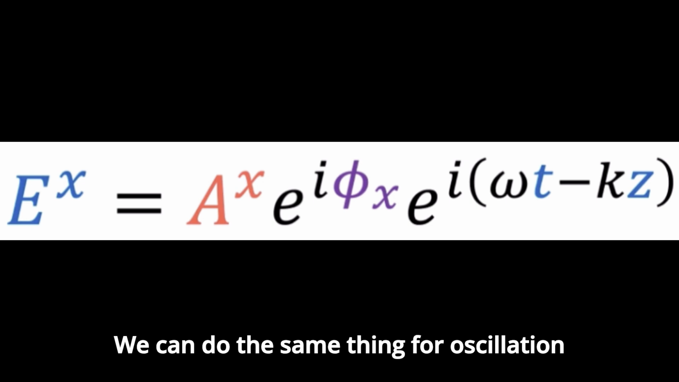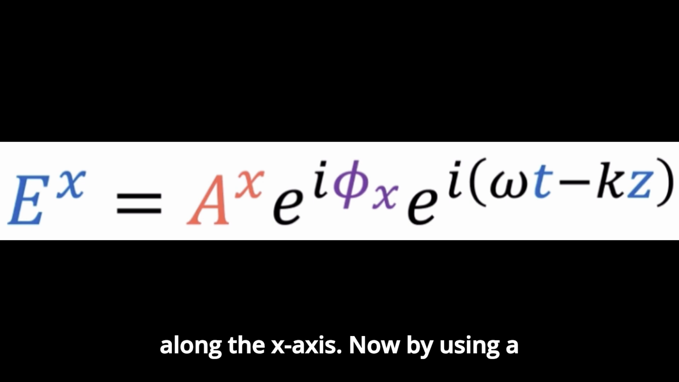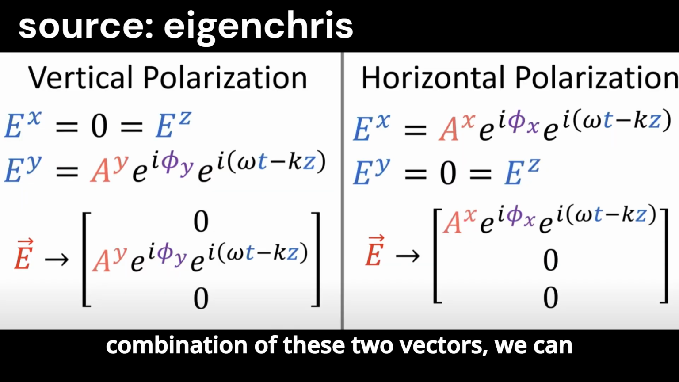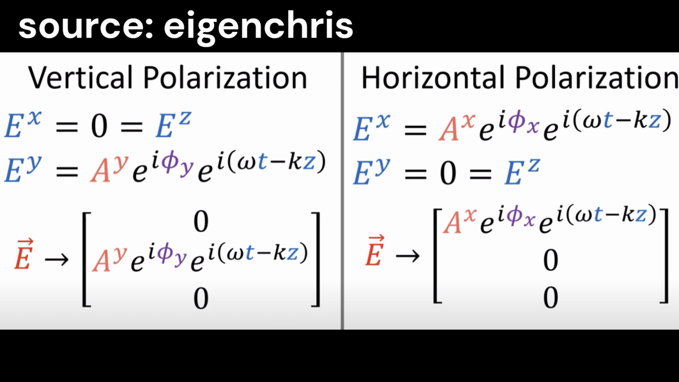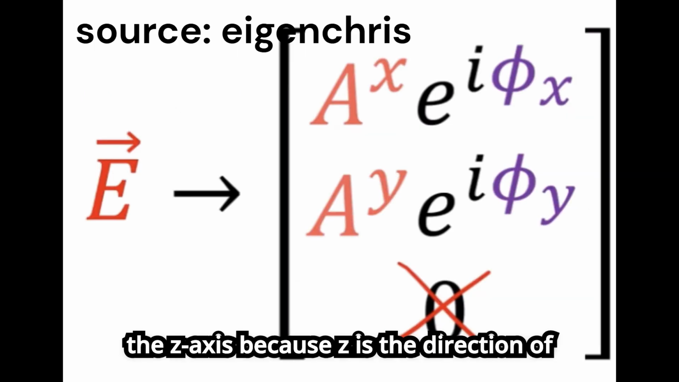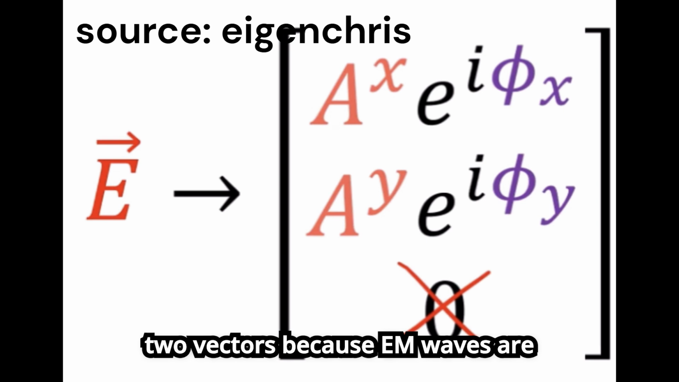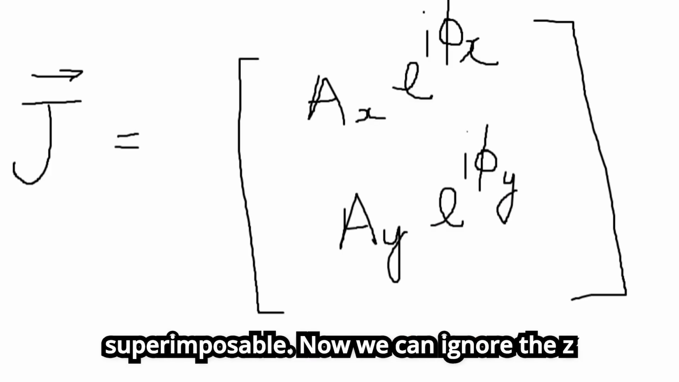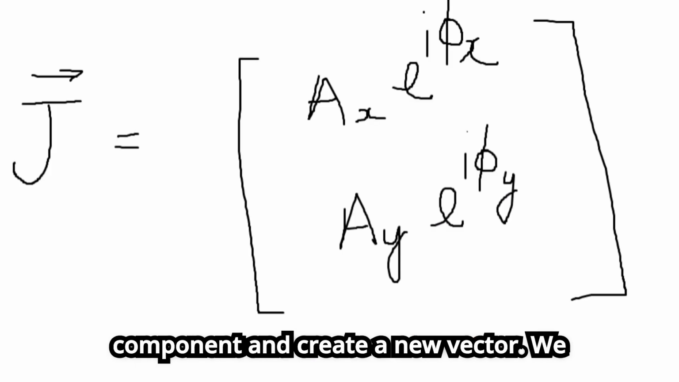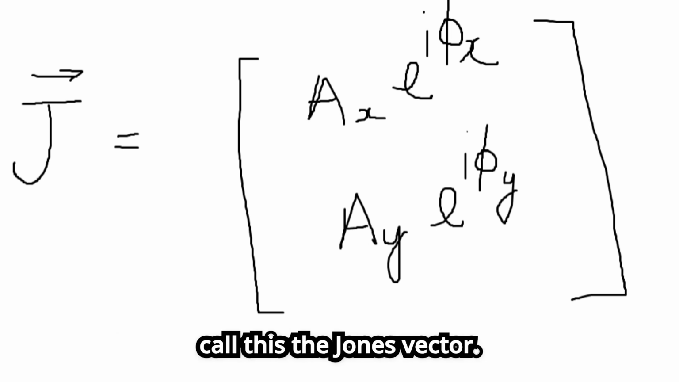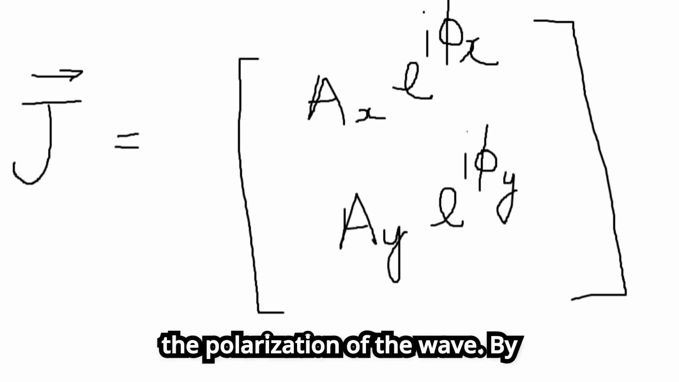We can do the same thing for oscillation along the x-axis. Now, by using a combination of these two vectors, we can express any E wave. Note that we don't need to worry about the z-axis because z is the direction of propagation. Here, we can add these two vectors because EM waves are superimposable. Now we can ignore the z component and create a new vector. We call this the Jones vector. This represents the polarization of the wave.